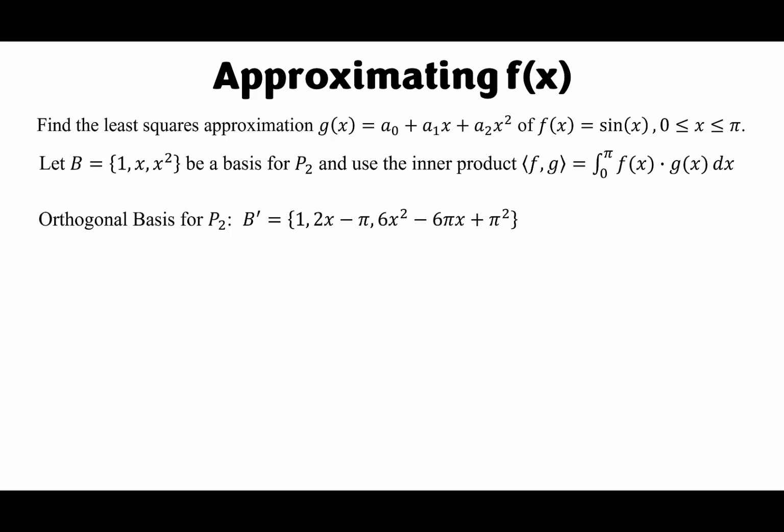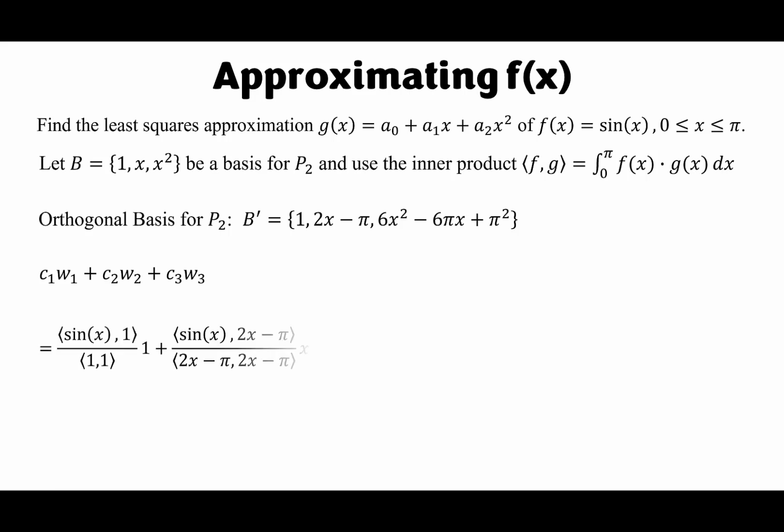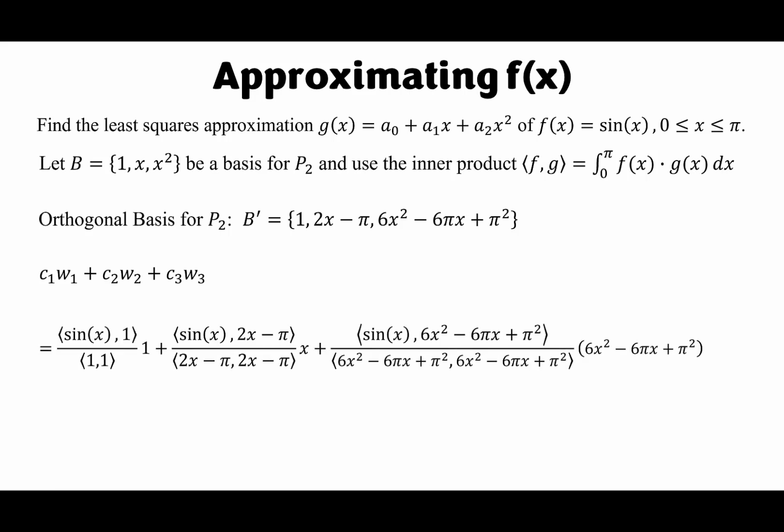Now that we have an orthogonal basis, all we have to do is find the linear combination of these basis vectors, C1W1 plus C2W2 plus C3W3, where C1, C2, and C3 are found by doing the ratio of those inner products that we've done before. All right, so there it is with W1, W2, W3 put in, and the ratio of those inner products for C1, C2, and C3. Remember, we're not doing dot products here. We're doing the more generalized inner product, where the inner product is defined to be the integral of f times g dx from 0 to pi.